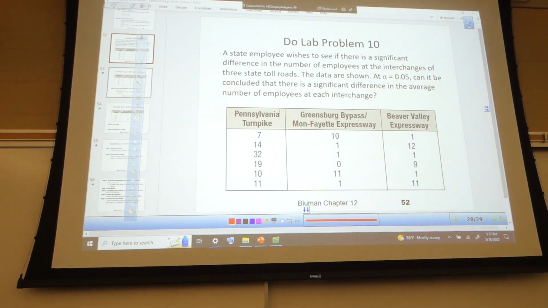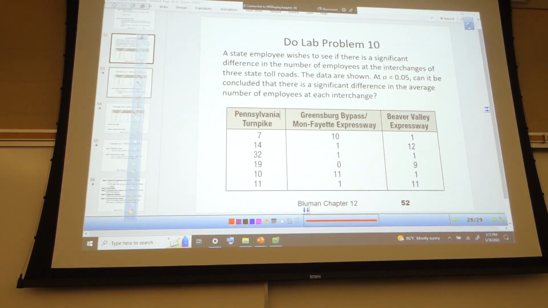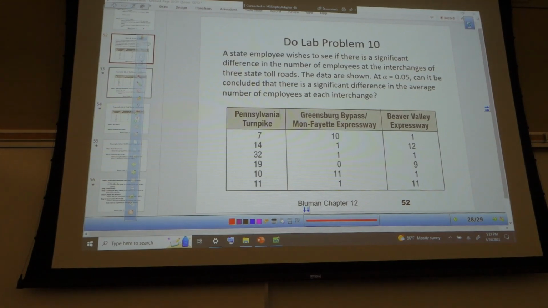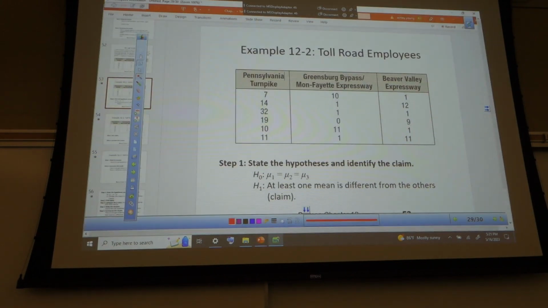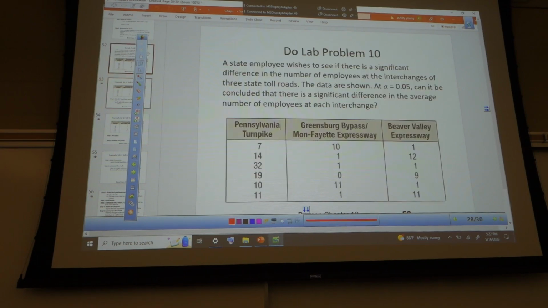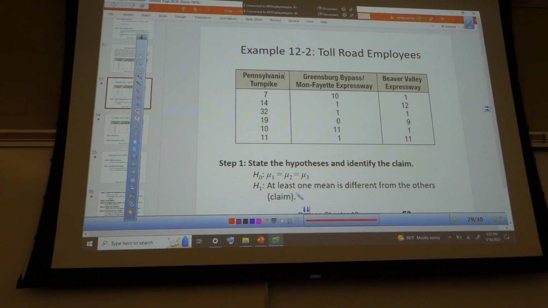All right, go ahead, start the problem. Take a quick look. Set the hypotheses. H0: mu1 equals mu2 equals mu3. H1: at least one mean differs. Which one was my claim? There is a difference. Claim, so H1. Yep, so H1 is the claim.